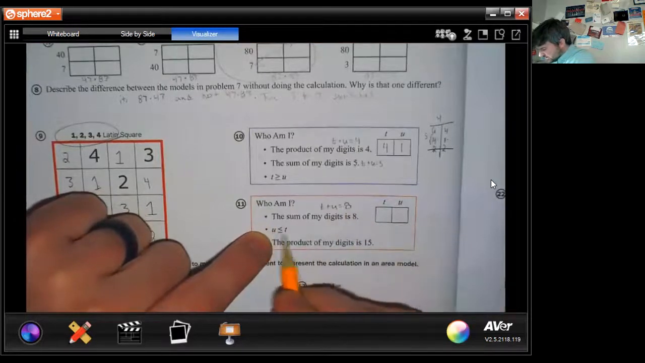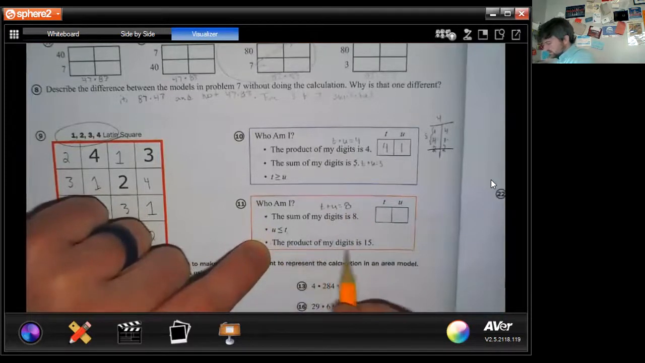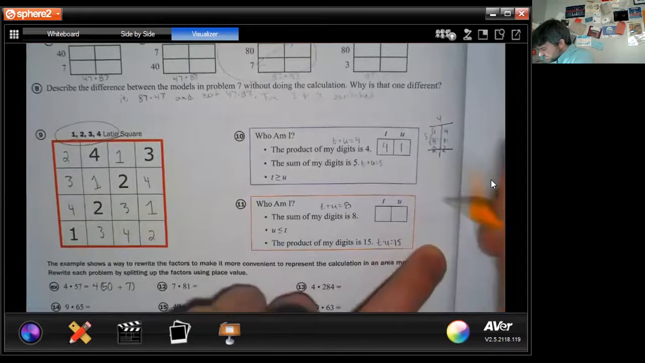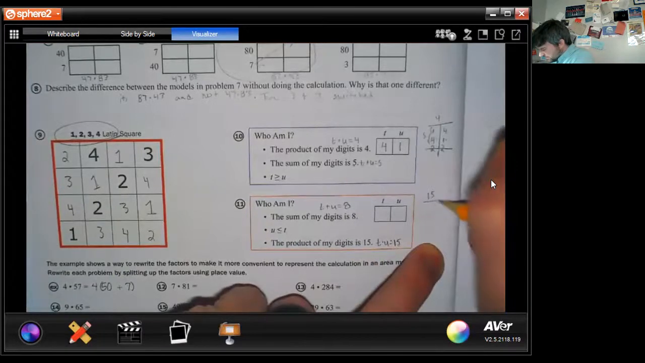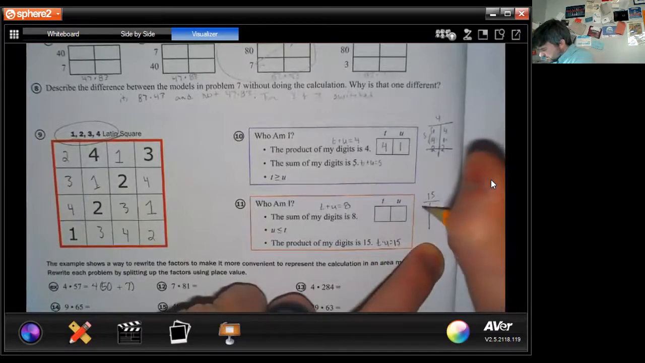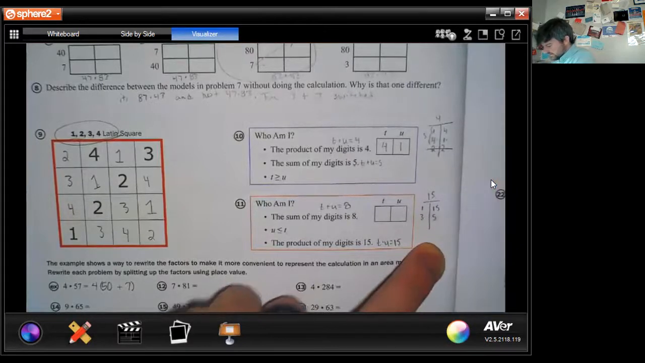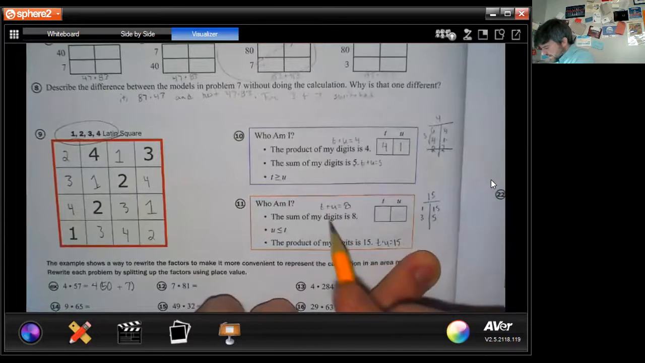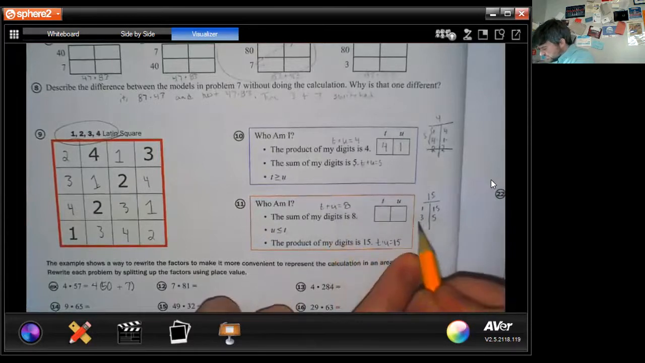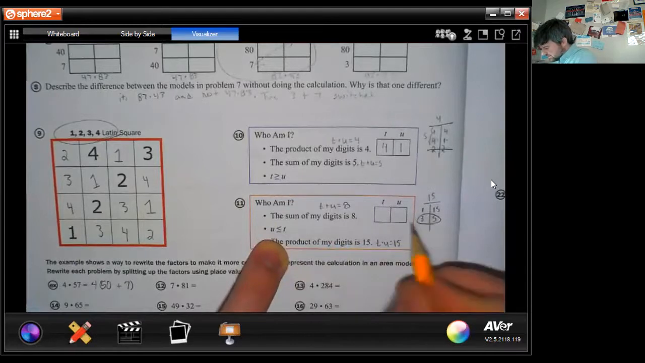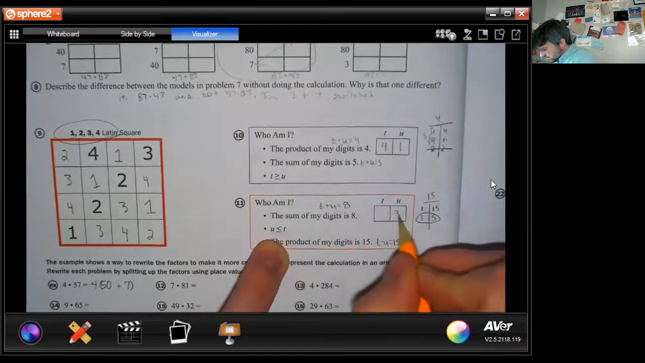U is less than or equal to t. The product of my digits is 15. That means t times u equals 15. So let's start with the product. 15 is 1 and 15, 3 and 5, and that's it. Well, if I add them, I need to get 8. 3 plus 5 is 8. And u is the smaller one, so 3 and 5.